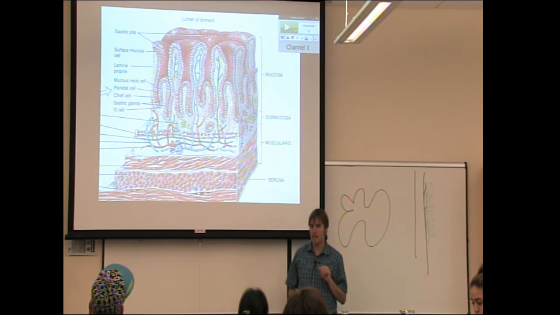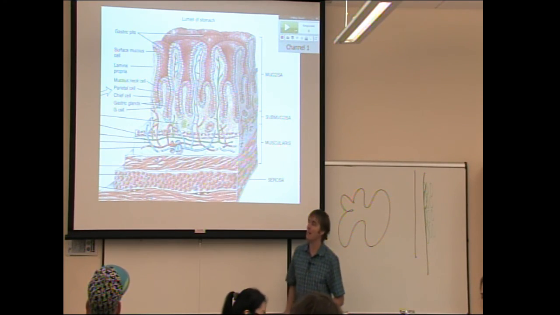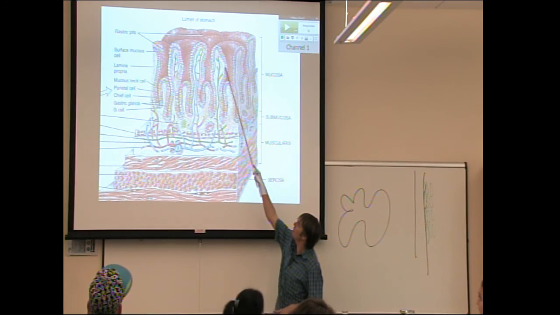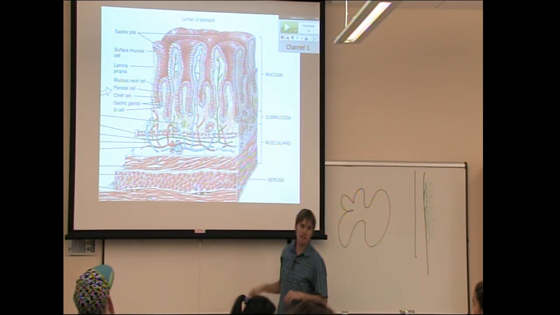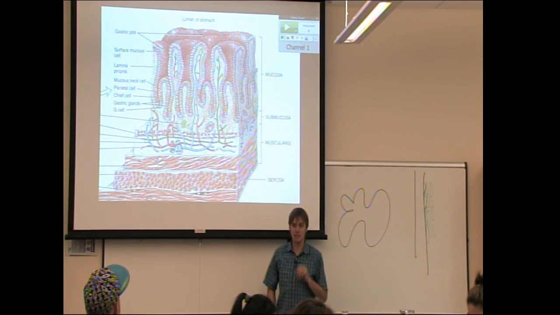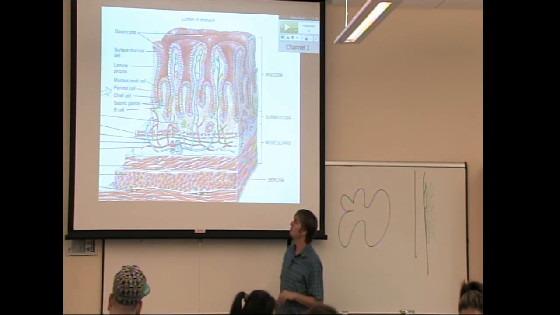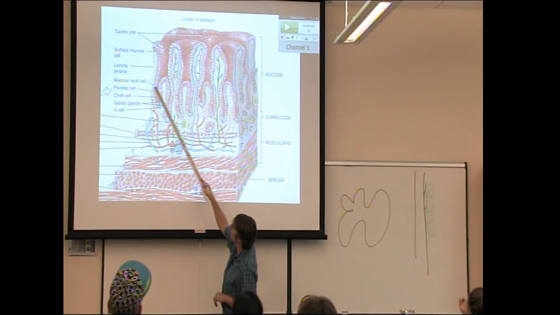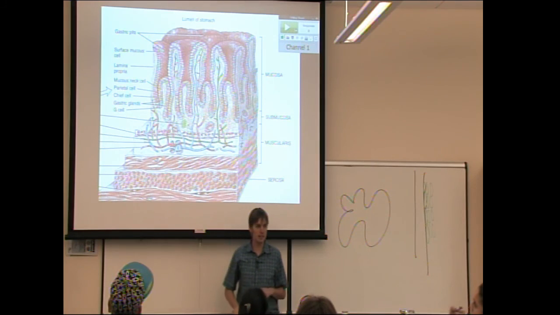So technically it's columnar, but it looks kind of cuboidal. And if you put cuboidal, I wouldn't mark it wrong or anything, because it's pretty close. But those kinds of cells are good at secreting large amounts of gastric juice and enzymes. And you've also got a bunch of mucus cells as well in the stomach.